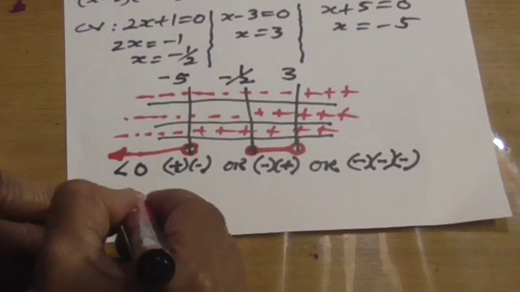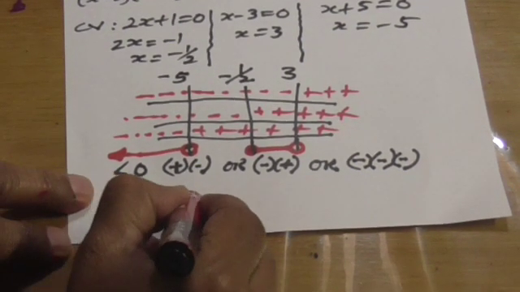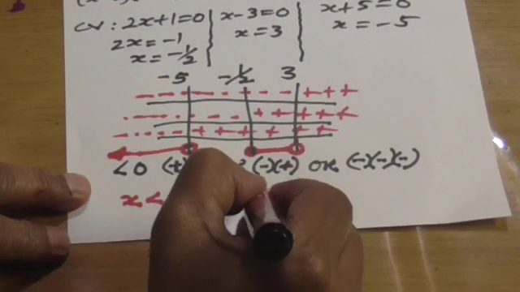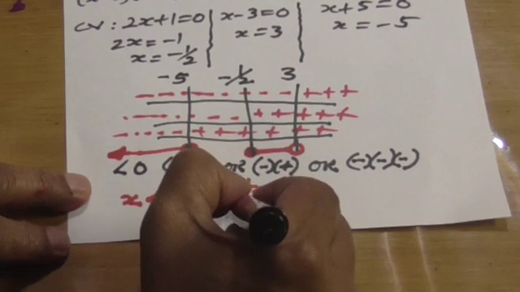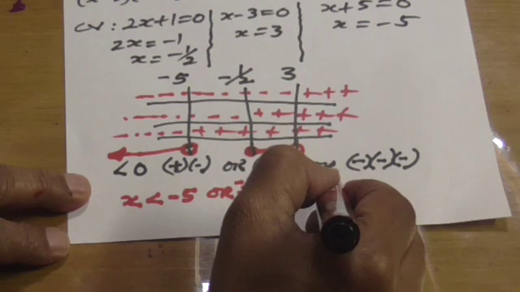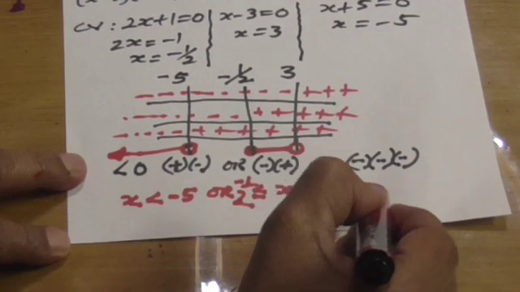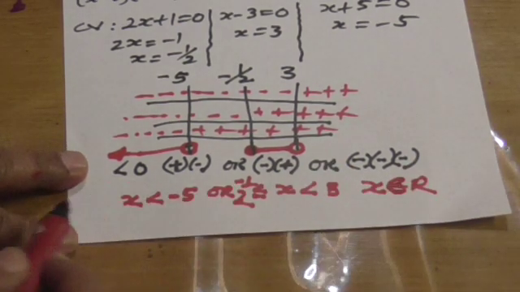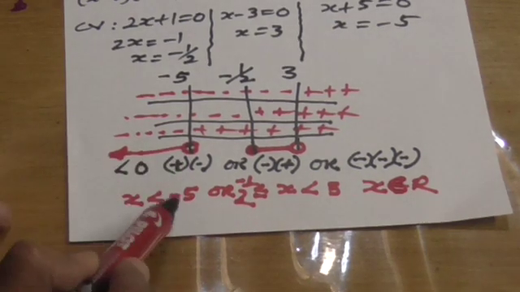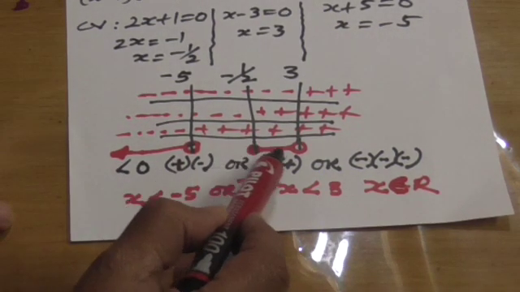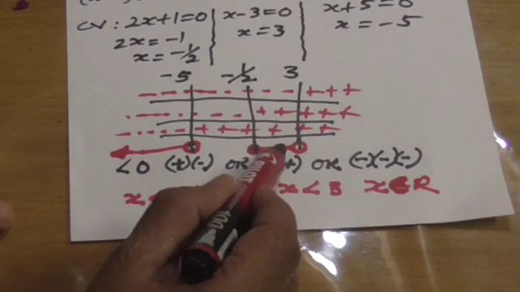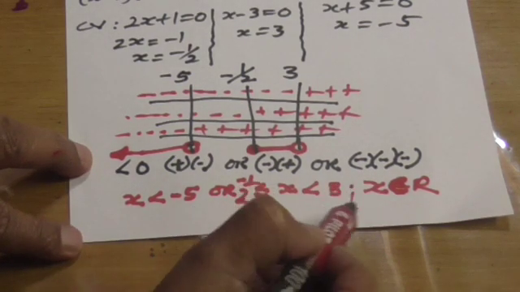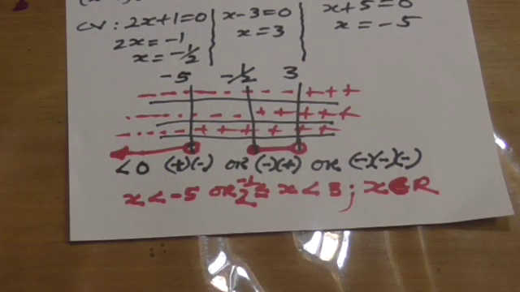So what is the solution? The solution is x is less than negative 5, or x is greater than and equal to negative half but less than 3, and x is an element of real numbers. Alright, so x is less than negative 5, or x is greater than negative half, less than 3. And x is an element of real numbers.